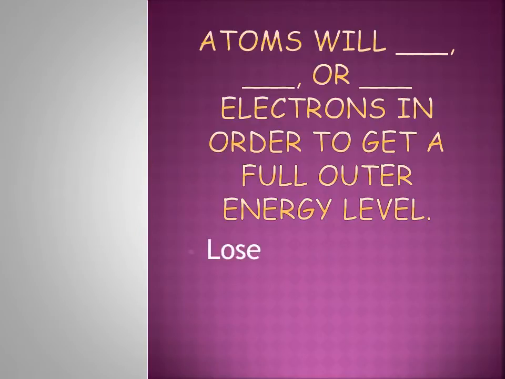It's going to either lose some electrons. So if an atom has 1, 2, or 3 electrons, they're going to lose those. Or it's going to gain them. So if it has 5, 6, or 7, then it's going to be easy to gain them. Or sometimes they're just going to share electrons.